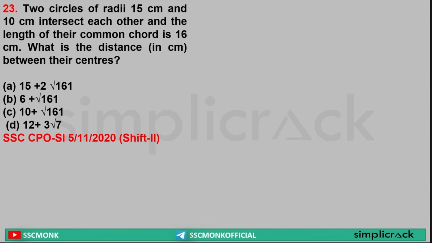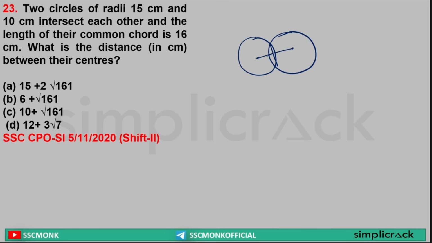Next, two circles of radius 15 cm and 10 cm intersect each other. The length of their common chord is 16 cm. What is the distance between their centers? See, two circles intersect each other and this is their common chord. This is R1. This is R2.